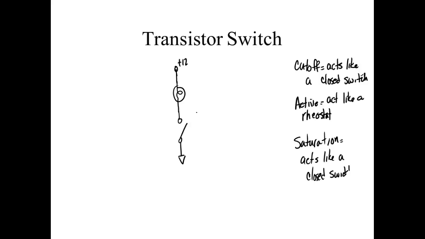So right now, the transistor is operating in cutoff. So it's acting like an open switch. What would the light bulb be doing? Would it be on or would it be off?